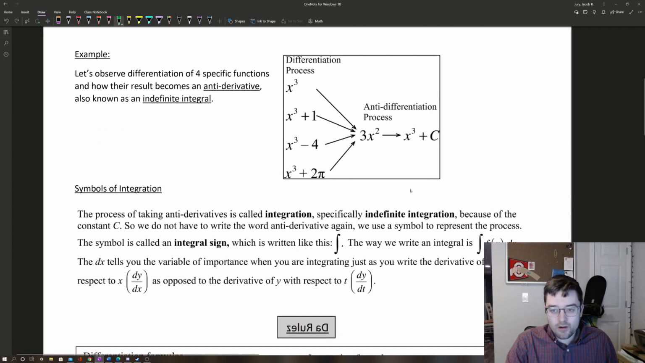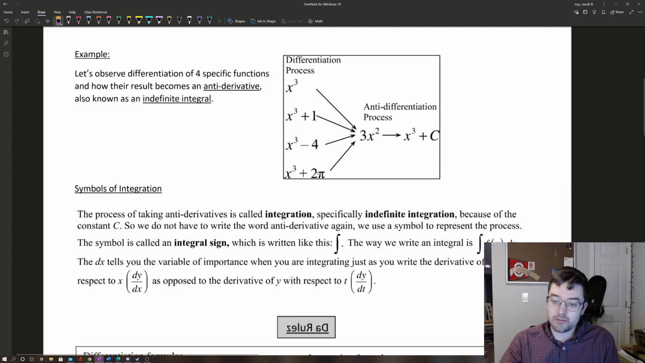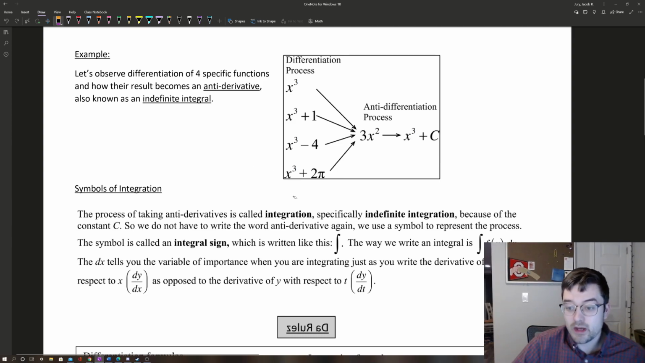So our first example here is going to take 4 different functions. It's really just a cubic function that's been shifted different amounts. So you can see it right here. It's x cubed. It's been shifted up 1, down 4, and then up 2 pi. Remember, pi is not a variable, it's just a number. So that plus 2 pi is the highest the cubic has been shifted.